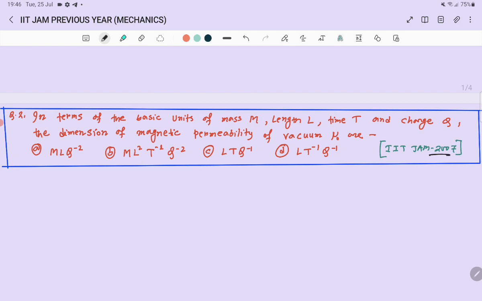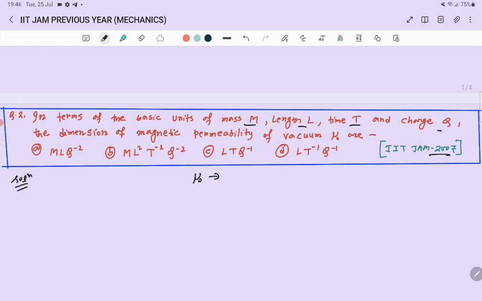In terms of the basic units of mass m, length L, time t and charge q, the dimension of magnetic permeability mu 0 becomes what? So we have to find out the dimension of mu 0. Okay, dimension of mu 0. So now how can we find it out?